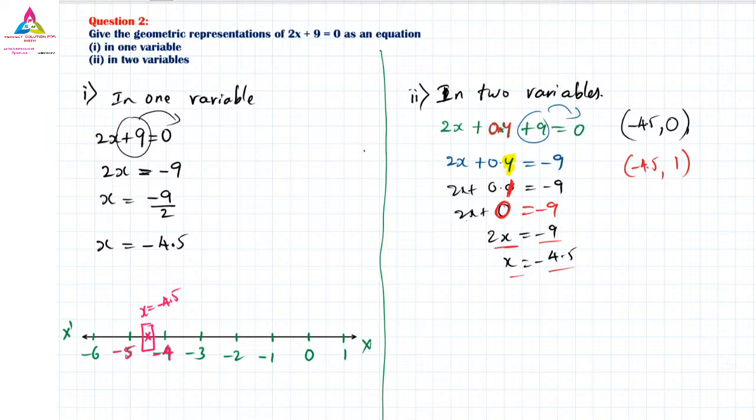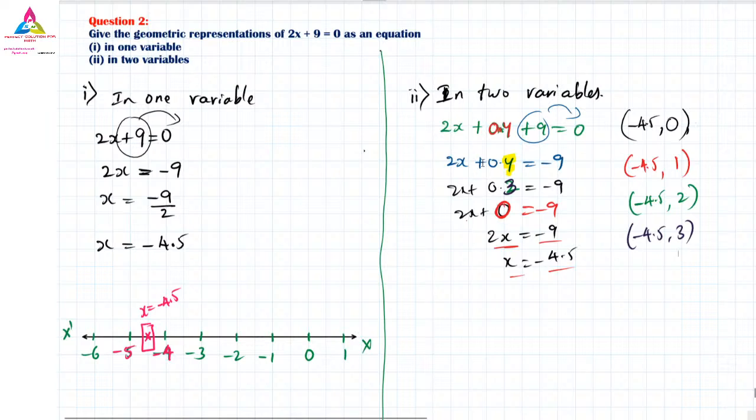If you change the y value once again to 2, then also the same answer. The y value is 2, the x value will be negative 4.5 itself. If you change the y value as 3, then also the x value will remain minus 4.5 only. So you can change the y value to anything, but the x value remains minus 4.5.